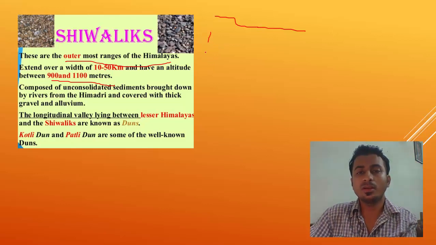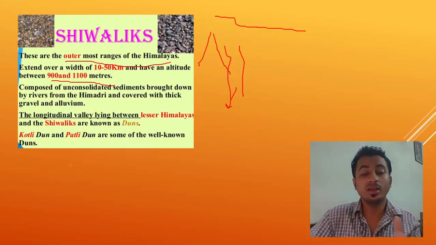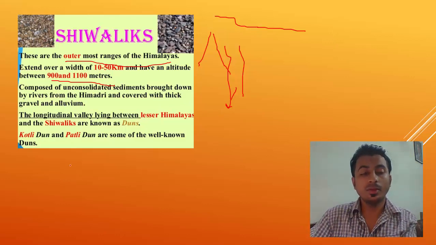Sediments how? Because rivers in the mountains bring sediments with them, because water will bring pebbles and soil with it to the lower reaches. So these Shivaliks are made up of sediments, and these sediments lead to the formation of alluvial soil, which makes our Great Plains. That's why we have so much agriculture in India.